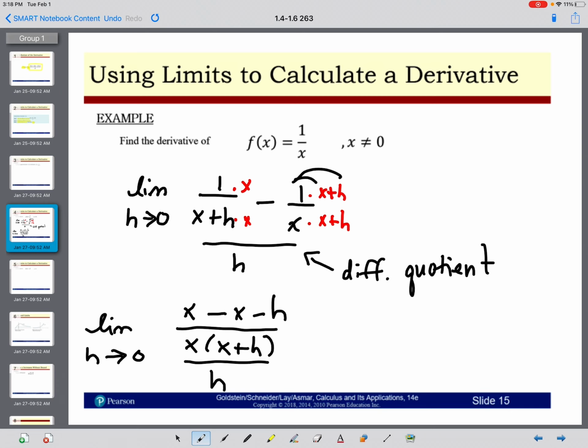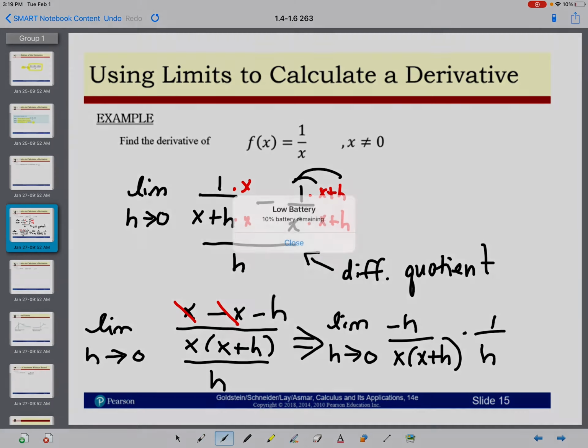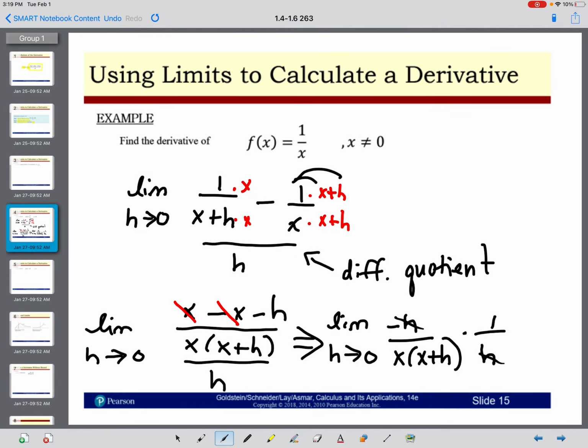Okay, we'll continue now simplifying that difference quotient. And so we see here that the x's subtract out, which is very nice. And so we're left with just negative h in the numerator. So I'm going to go ahead and write this down just a little bit clearer. So what we're doing here, we're taking the limit as h approaches 0 of negative h all over x times x plus h. And I'm going to write that as times 1 all over h just to eliminate that complex fraction. Okay, and then dividing, our h's go out, leaving us with just negative 1 times 1. So we have here negative 1 all over x times x plus h.